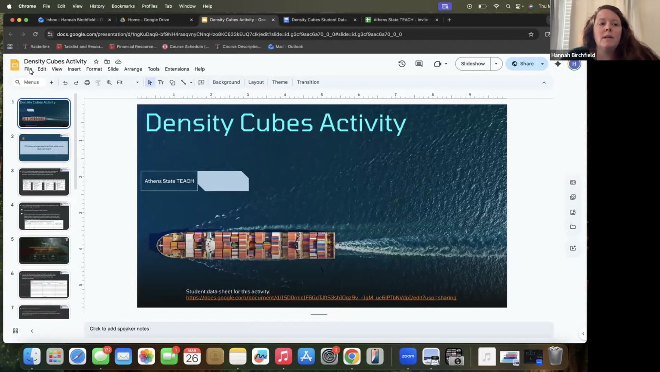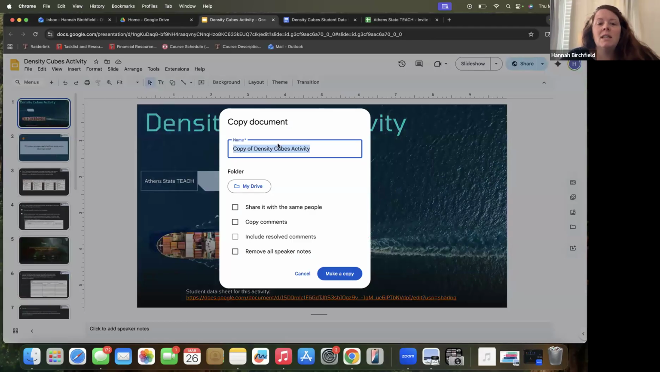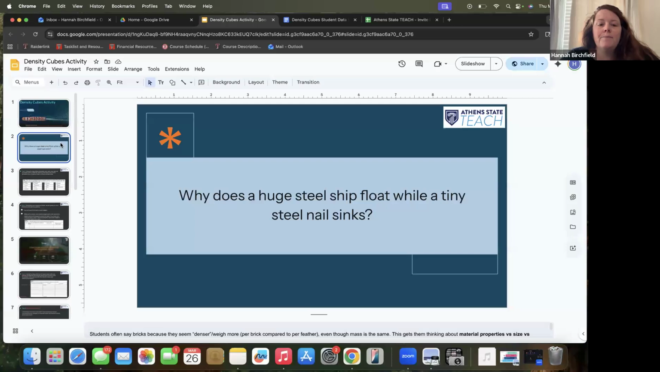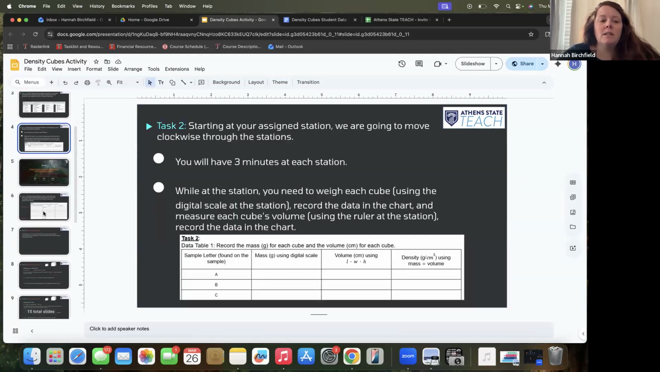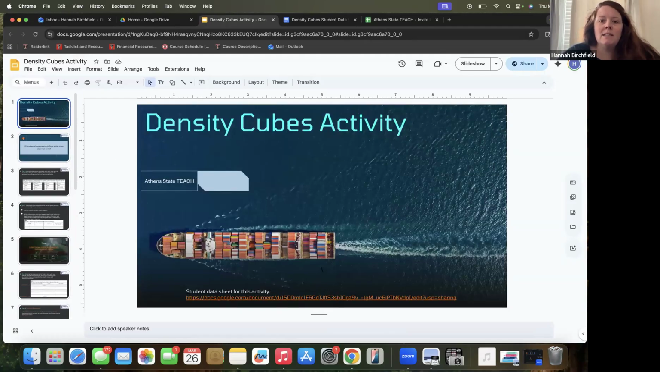Remember, you can always go here and click File, make a copy, entire presentation, and you can save a copy to your own drive. You can customize this if you have a better engagement question or something that you want to include or need to clarify better. You can add slides and customize this to make it your own. This is just set up so that you don't have to if you don't want to.